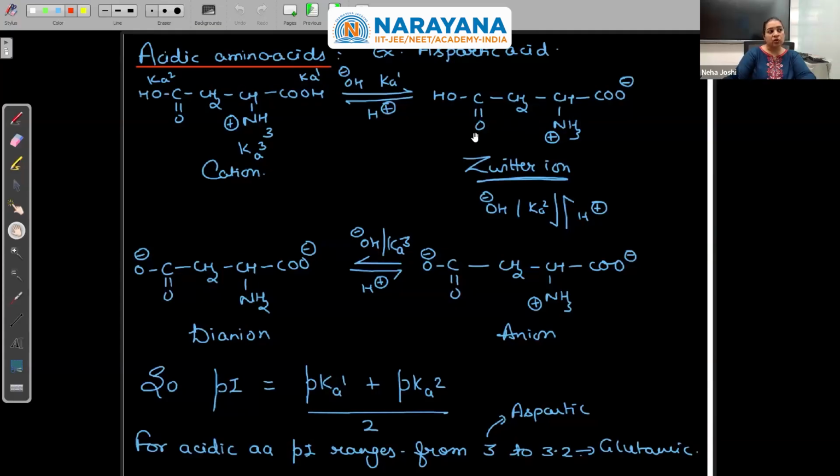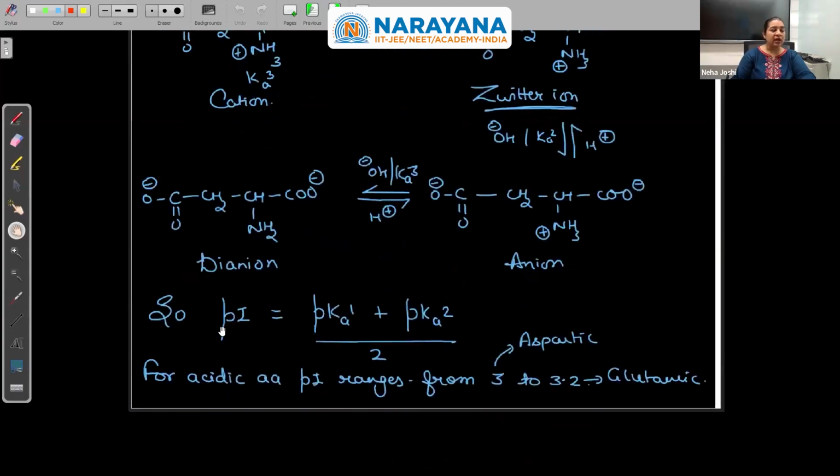Okay. Now see, the zwitterion is sandwiched between K1 and K2. So I will say isoelectric pH is pK1 plus pK2 by 2. You got it, how to do it? And for acidic amino acids, again, there are two acidic amino acids. One is aspartic, one is glutamic, and it is found 3 and 3.2. So you can roughly say it is 3. Just to remember, for acidic amino acids, isoelectric pH is towards the acidic zone, 3. For neutral amino acids, it was the 5.5 to 6.5 zone.